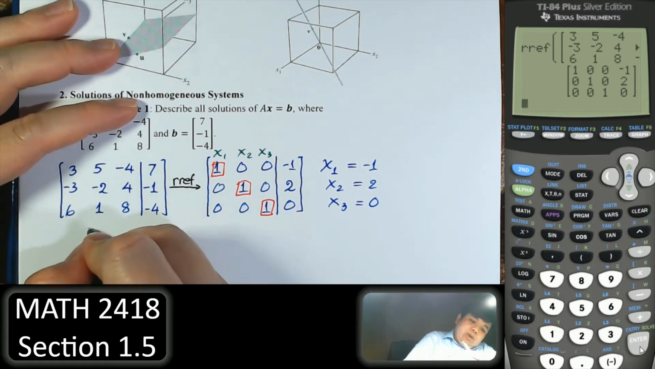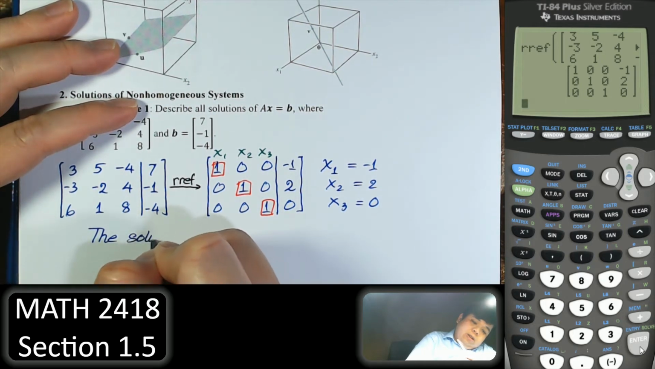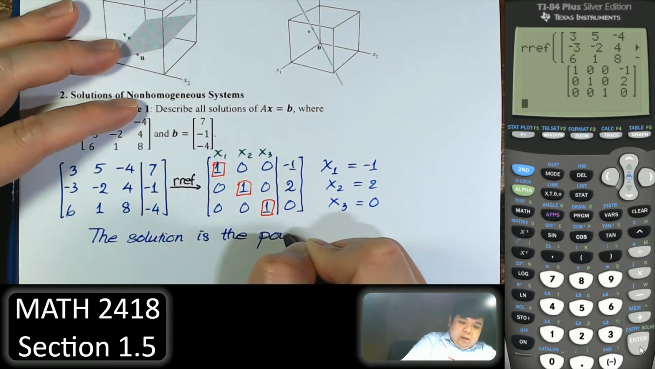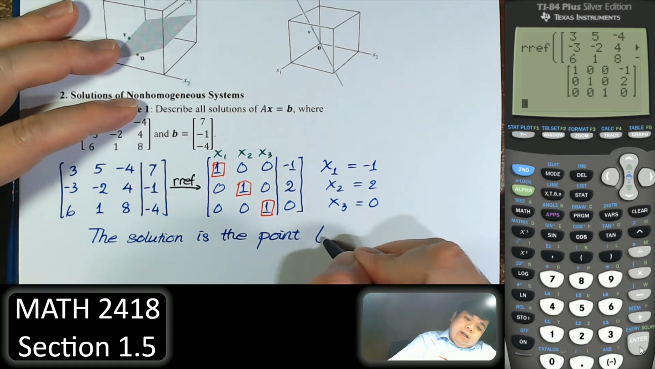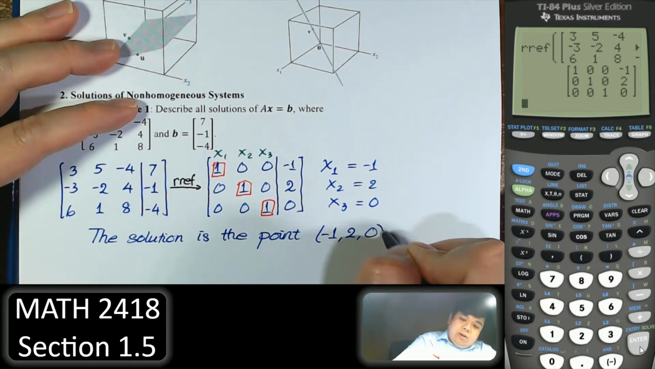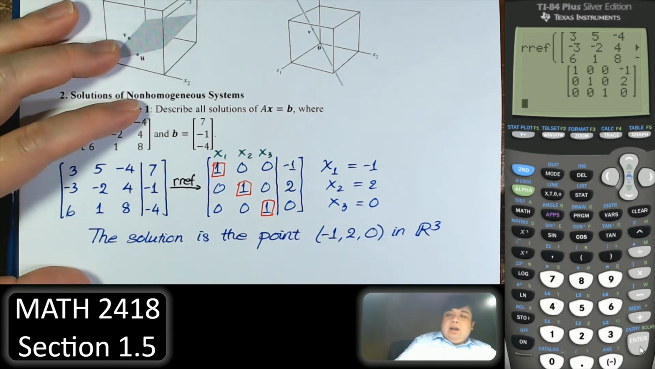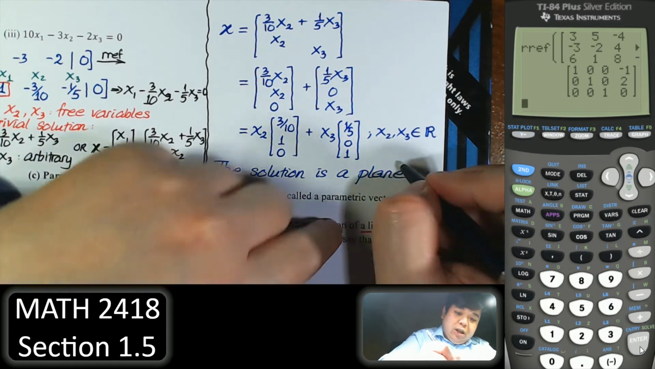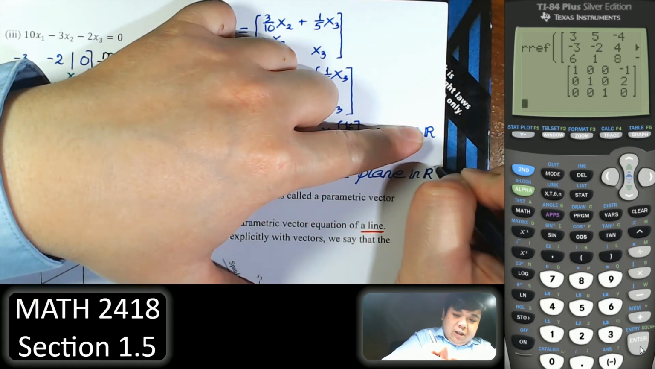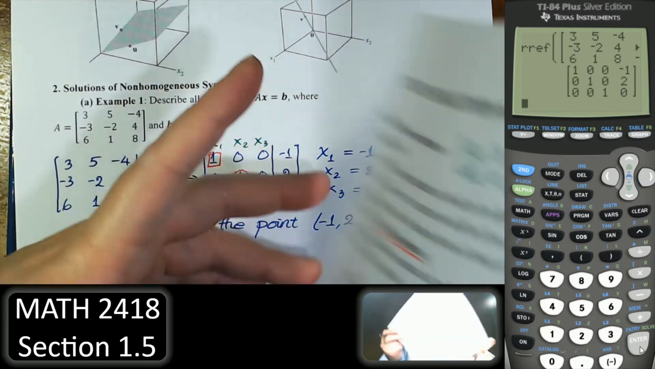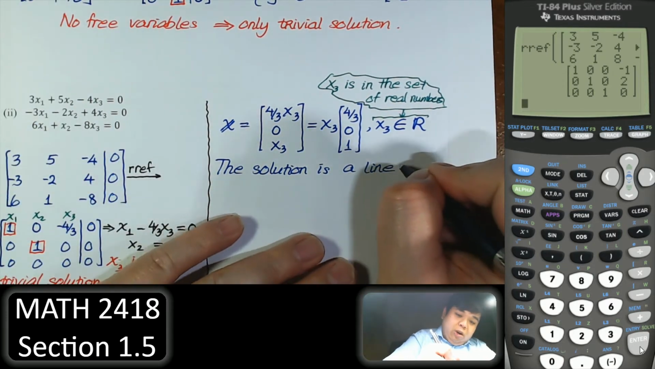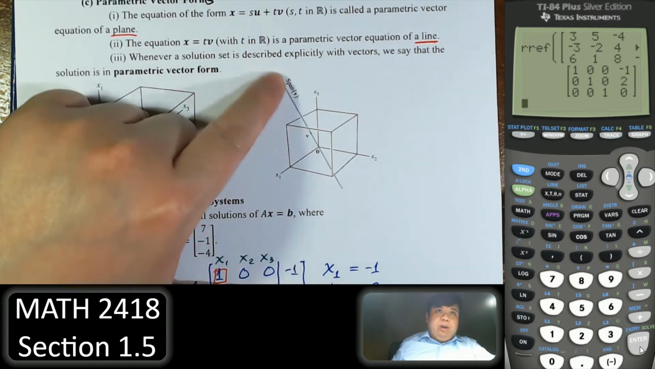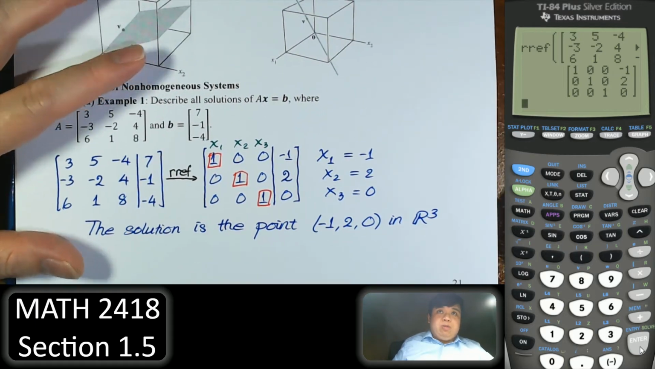So we say the solution is the point (-1, 2, 0) in three-dimensional space. Let's go back, and this is 3 variables. So we just say the solution is a plane in R3. Yeah, just to make it complete. And also 3 variables here. So the equation is a line in R3. So we have a line in 3-dimensional space and a plane in 2-dimensional space.